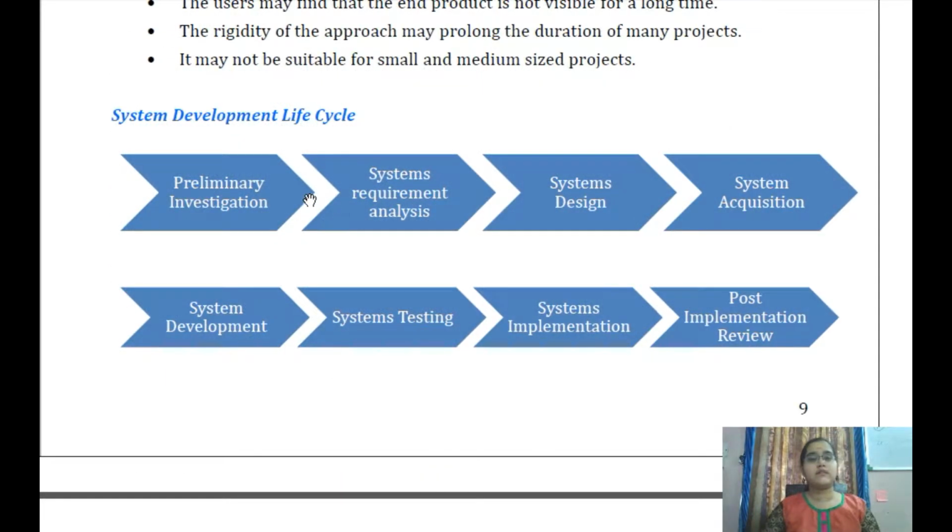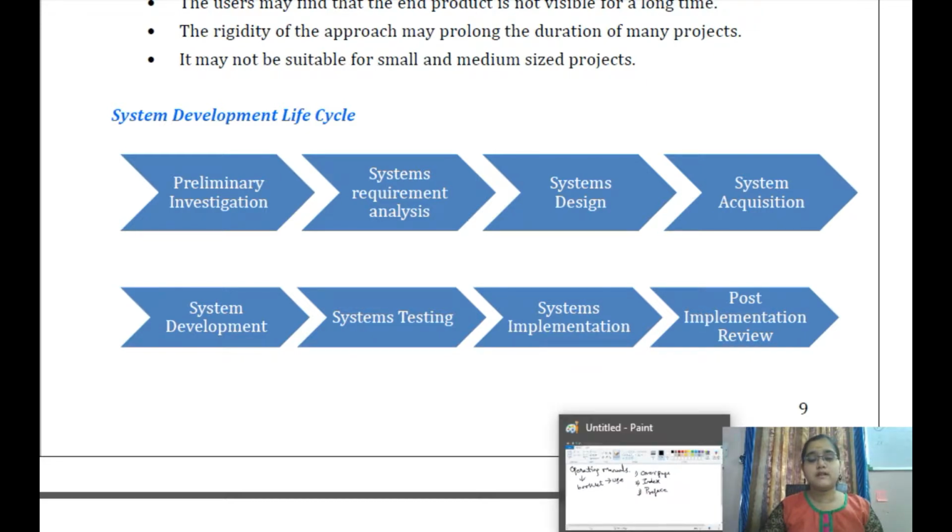So friends, we have successfully completed the 8 stages of the system development life cycle. That is preliminary investigation, system requirement analysis, system design, system acquisition, system development, system testing, system implementation, post-implementation review, and system maintenance. So these are the 8 different phases of the system development life cycle.